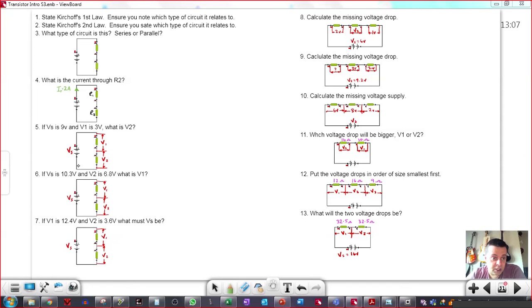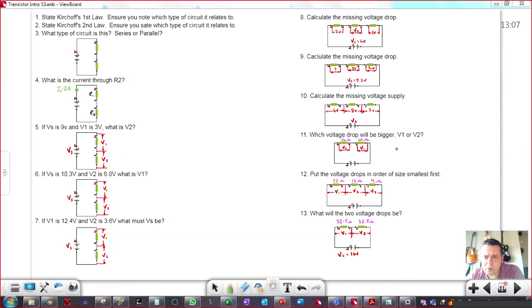And then these three are just testing your ability to recognise that Kirchhoff's second law is V1 plus V2 must equal Vs, that these add up to that one. These 2 questions are the same, they're just asked slightly differently. Do you recognise that those 3 voltages should add up to that one? Calculate the missing voltage supply. Sorry, that's the same deal.